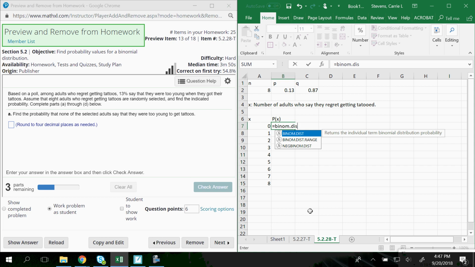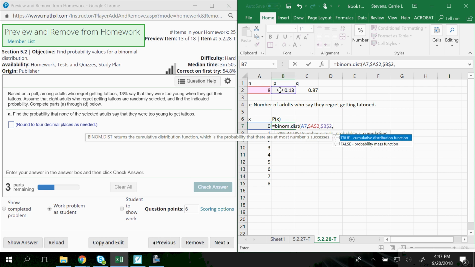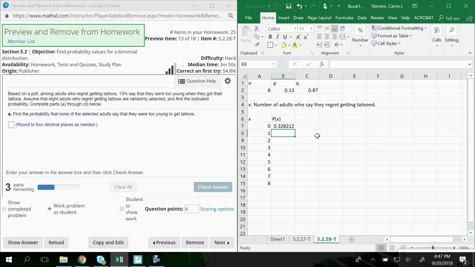Binom dot distribution with the number of successes, x. So for 0 successes, and then 8 trials, probability of success. Let me do a couple things too. I want my n to be an absolute reference, so it won't drag down, always referring to that cell, not the one under it. Then the probability of success, also absolute. And then cumulative, no, I want this to be exact for each one of these.